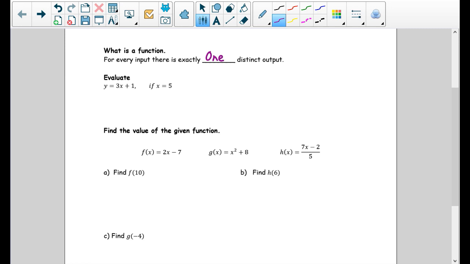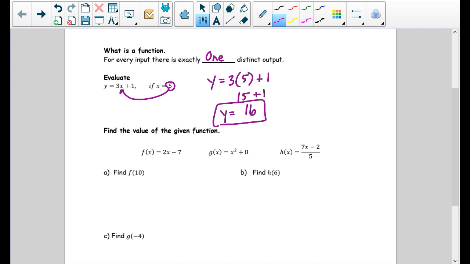Okay, so here we have a linear function. So y equals 3x plus 1. If x equaled 5, well, what's y equal then? We're just taking this 5, plugging it in here for x. So y equals 3 times 5 plus 1. Well, 3 times 5 is 15, plus 1, y is 16. So if I plug in a 5, the only answer I can ever get out is going to be 16. Okay? So that's basically the idea of function.